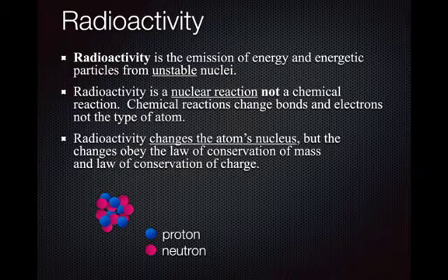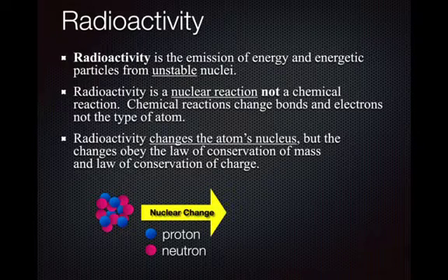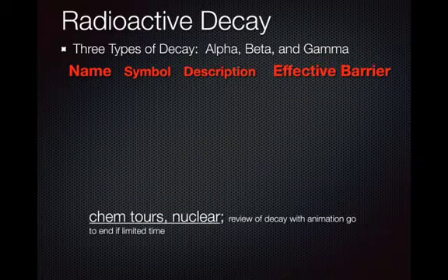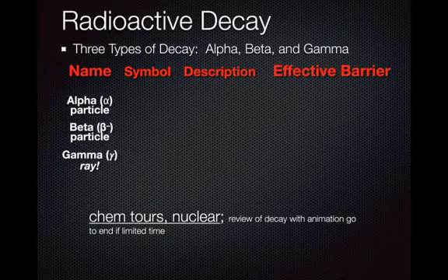So when radioactivity changes the nucleus, it may be unstable or it may be stable after the change. It'll often emit a particle, and it always emits energy. There are three principal types of radioactive decay. They are listed here from highest to lowest. The terms alpha, beta, and gamma are Greek letters for A, B, and C.